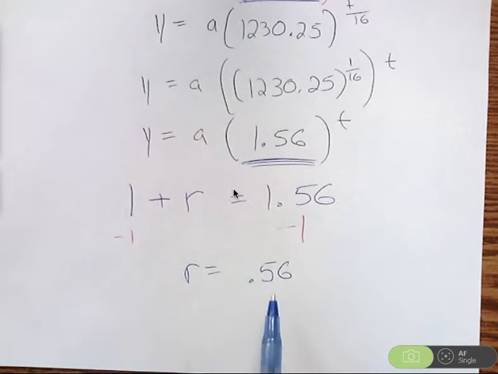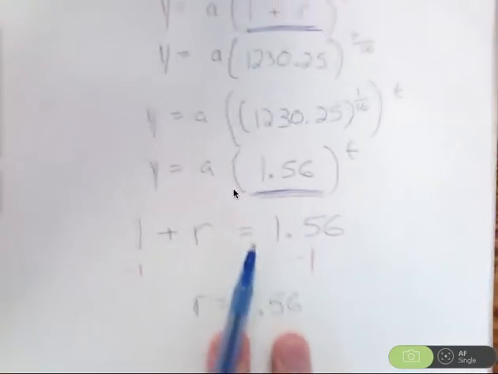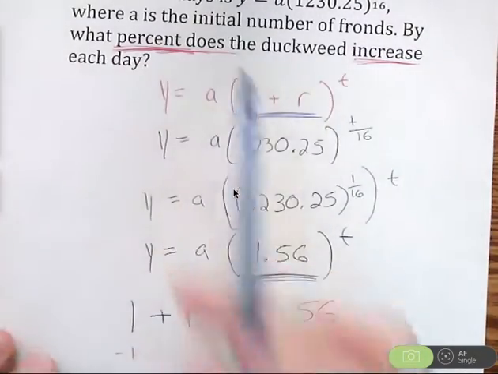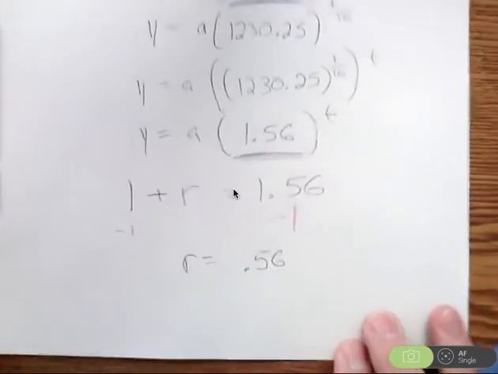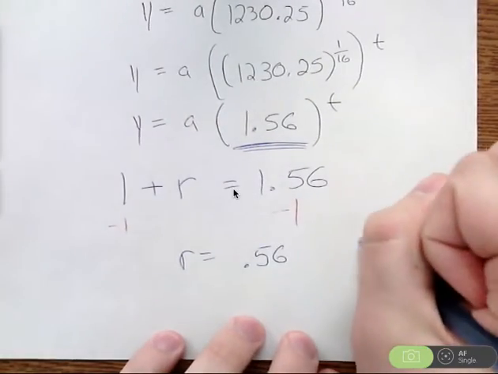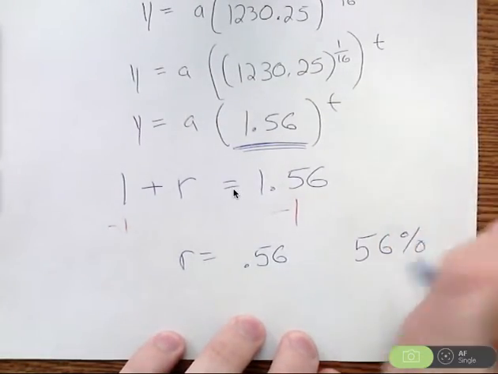0.56. Well, that's the rate, but they asked in the problem, what percent was it? So they want to know the percent increase. So if you have 0.56, that is 56%.